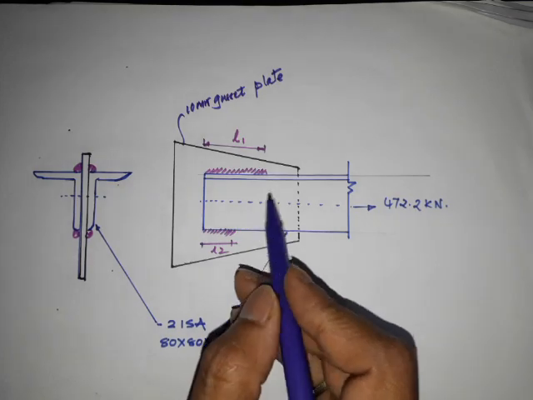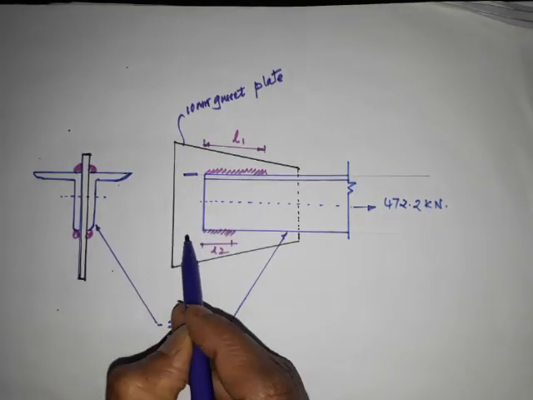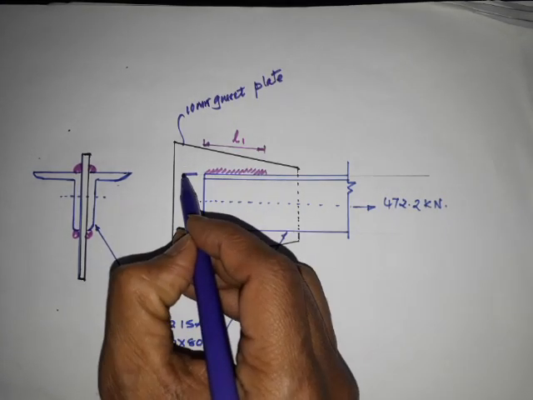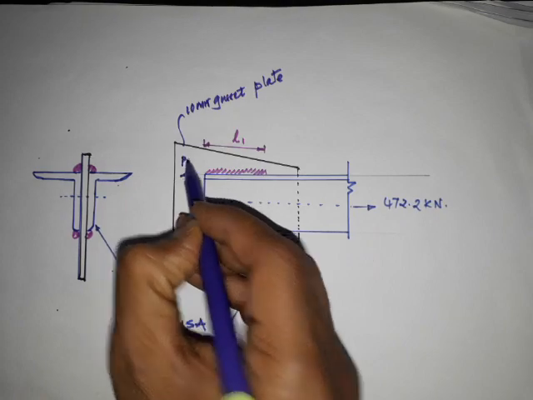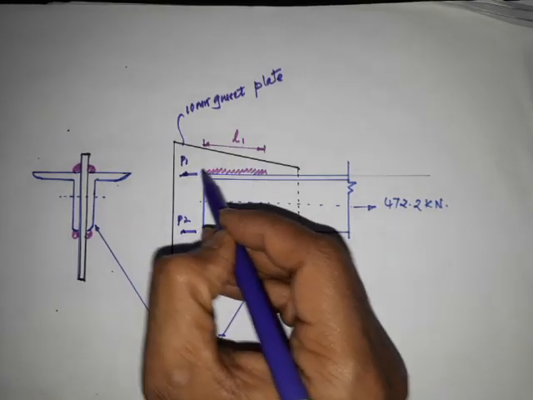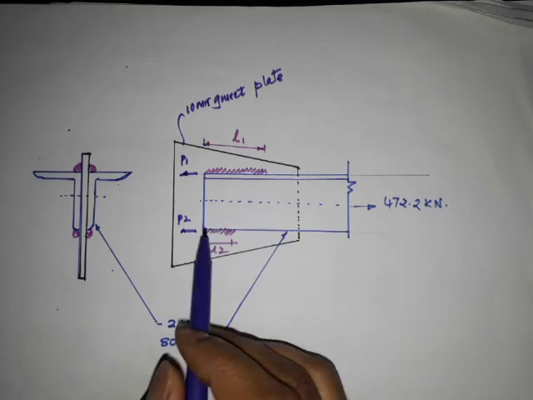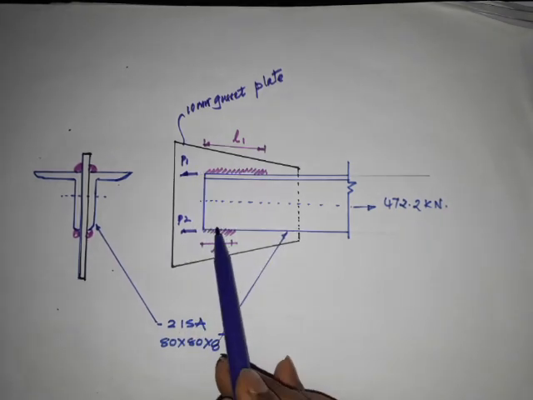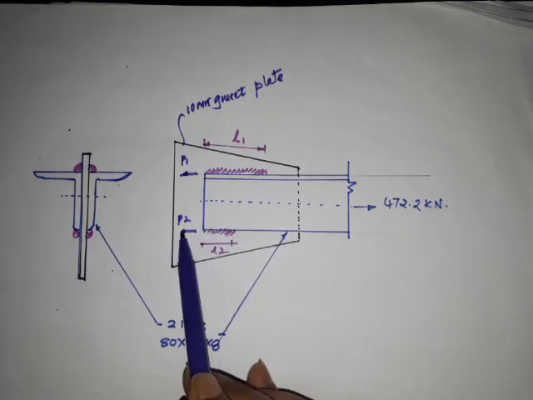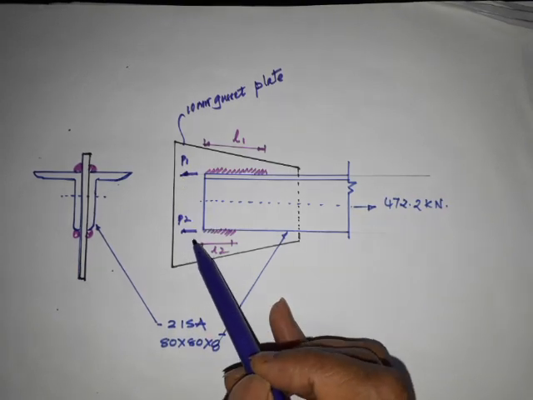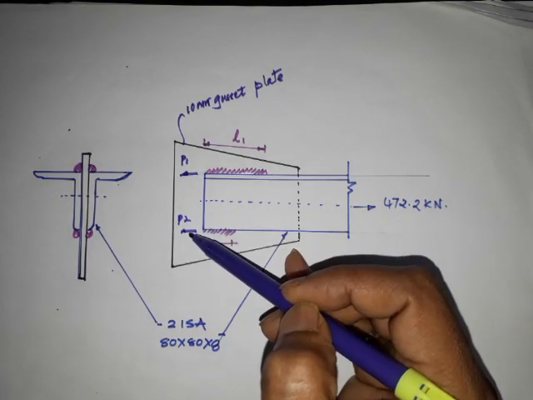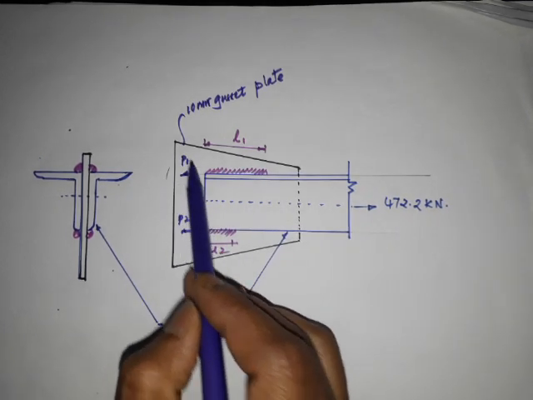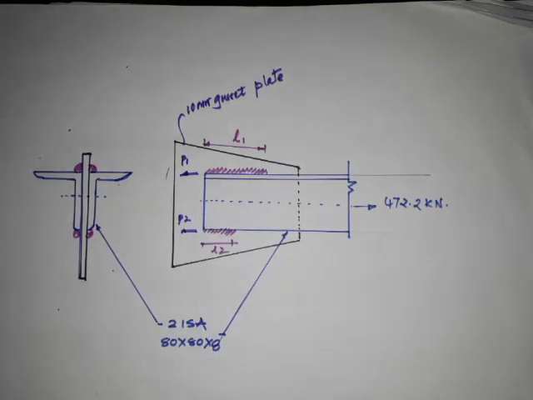Ultimately, whatever the force applied here has to transfer through this and this, so it should be in the opposite direction. This will be P1 and this will be P2, because L1 carries P1 and L2 carries P2. Whatever the force is transferred, it has to be carried by L1, that is P1, and the remaining part by L2, that is P2. The total force, P1 plus P2, should be equal to this 472.2 kilonewton. Now the next aim is to find out what is P1 and what is P2. Are you getting it? Do you understand?